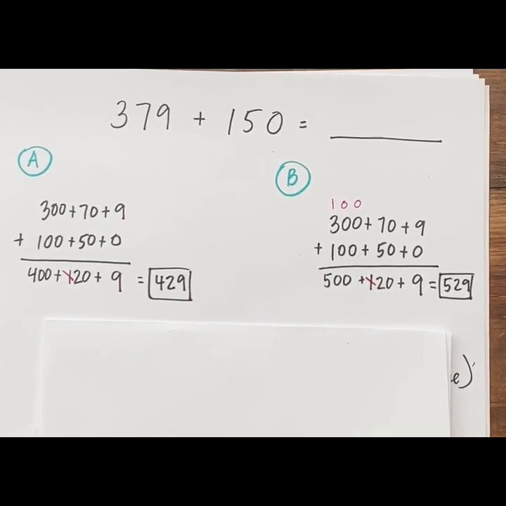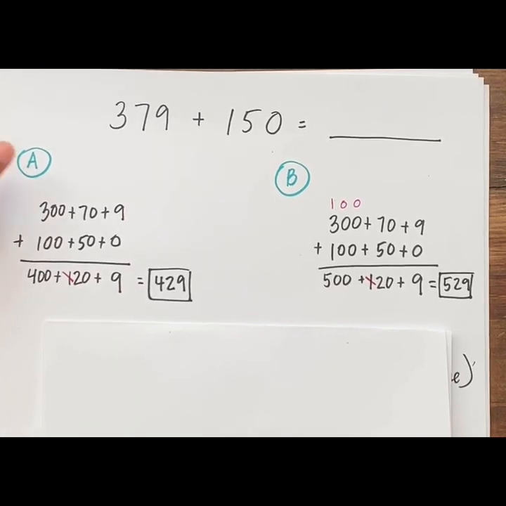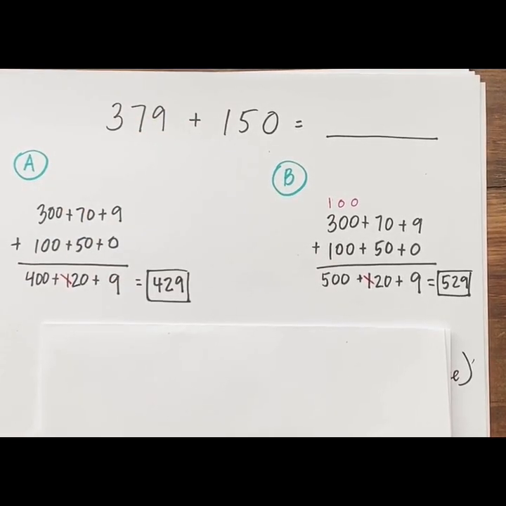Let's take a look at two pieces of student work from number 2. The problem was 379 plus 150. Take a look at work from student A and B and think to yourself, who accurately used expanded notation addition to help us add?